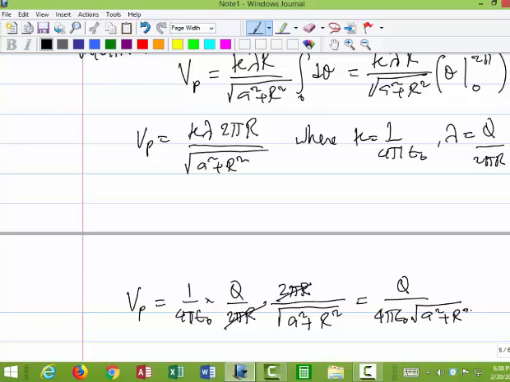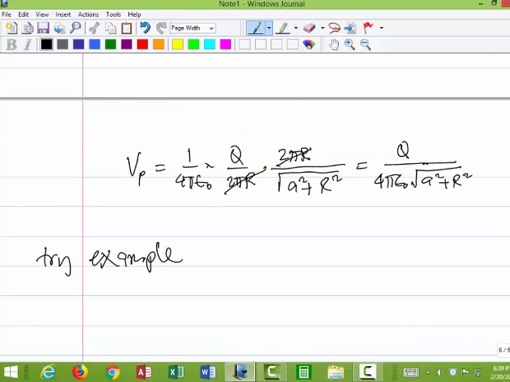Try example 28.13. This is in the third edition of the book.